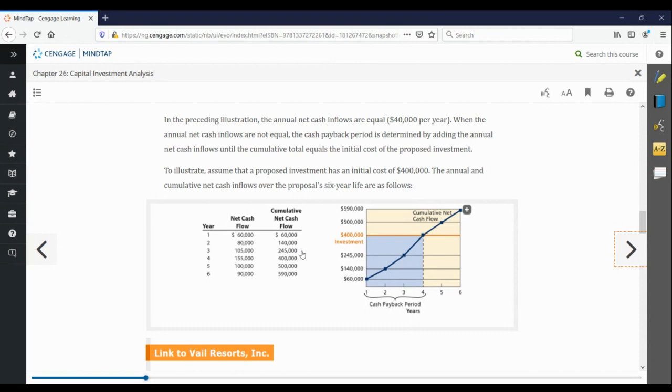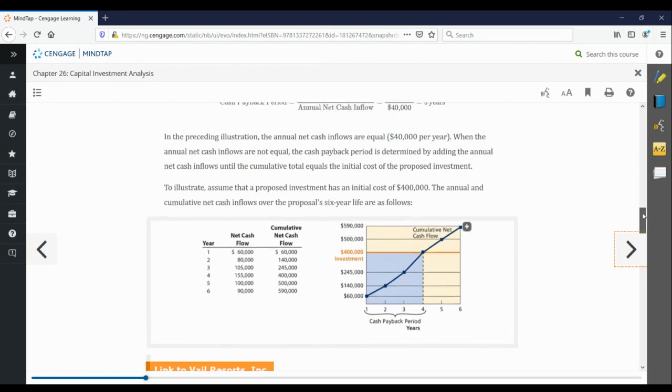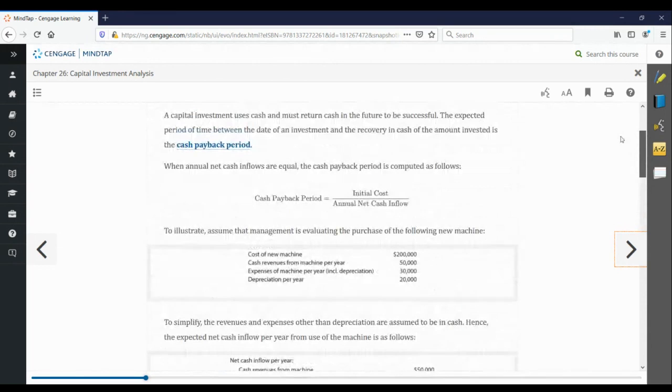So when we're talking about the cash payback period, if we know the equal amount of the cash paybacks, we divide the equal amount into the initial cash or initial cost, and that will give you the amount of time that it's going to take for this asset to recover the cost of the asset.